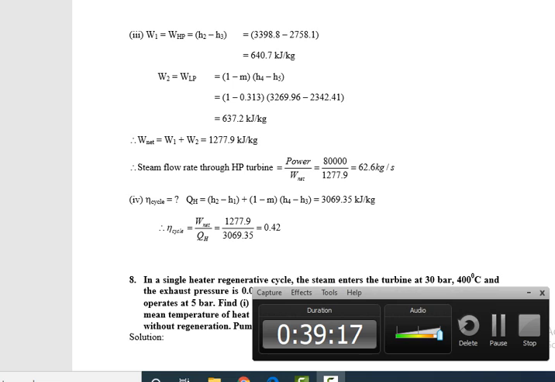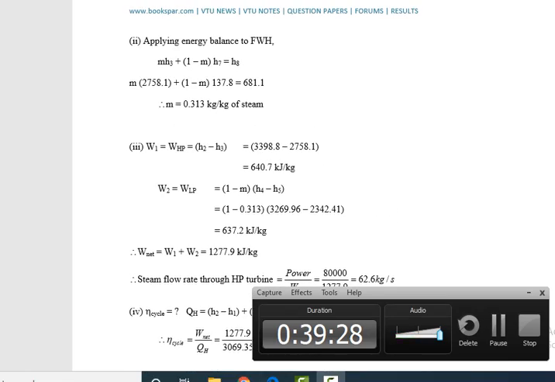Then the cycle efficiency is W upon heat supplied. Therefore, put the values and we'll get 0.42. That is 42%, we are getting the cycle efficiency.